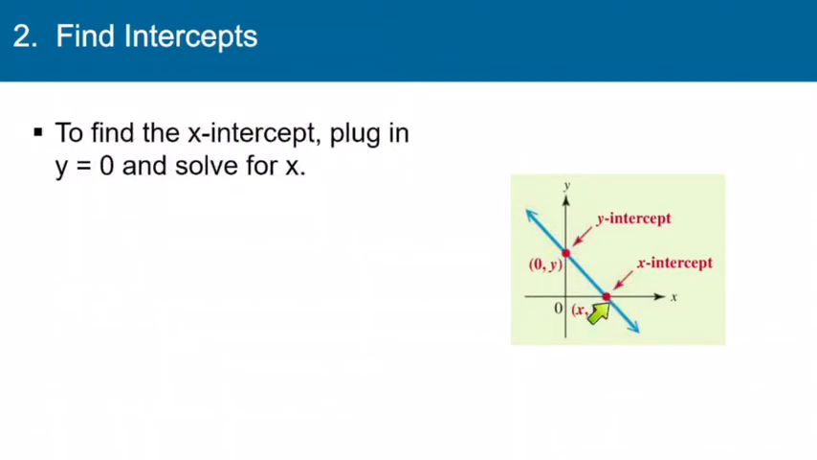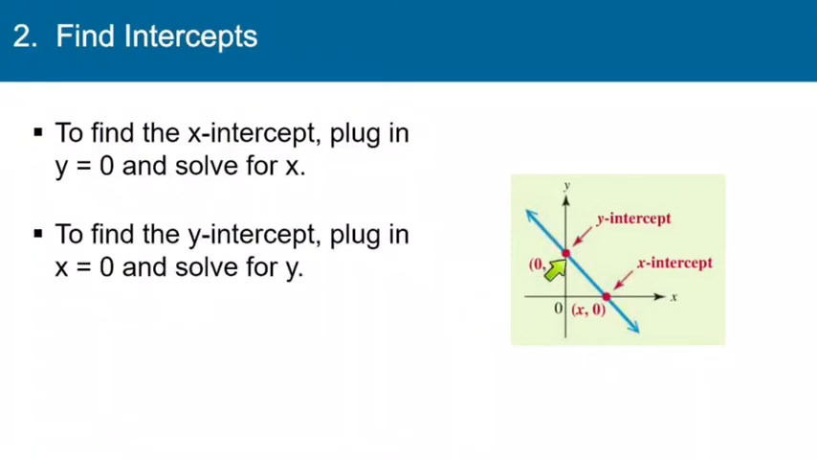Now, because the x-intercept has a y-coordinate of 0, if you want to find the x-intercept, all you have to do is plug in 0 for y. And because the y-intercept has an x-coordinate of 0, if you want to find the y-intercept, all you have to do is plug in 0 for x. So, one more time, to find the x-intercept, plug in 0 for y. To find the y-intercept, plug in 0 for x.